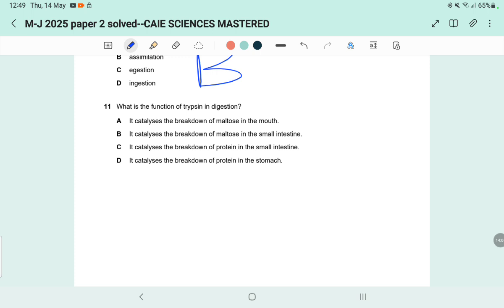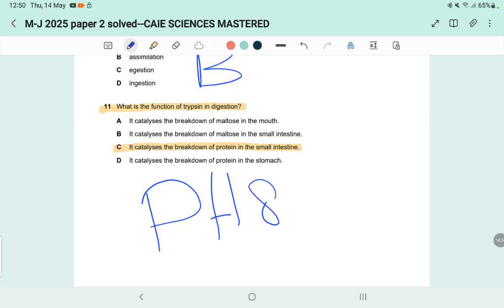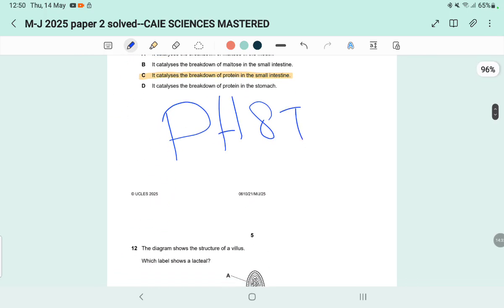Now he's saying here, number 11, what is the function of trypsin in digestion? In 11, we can see it is C. It catalyzes the breakdown of protein in the small intestine. Trypsin and pepsin are for what? They are for proteins. Basically they work in the small intestine and they have a high pH of 8. So trypsin has pH 8, right? This is trypsin.